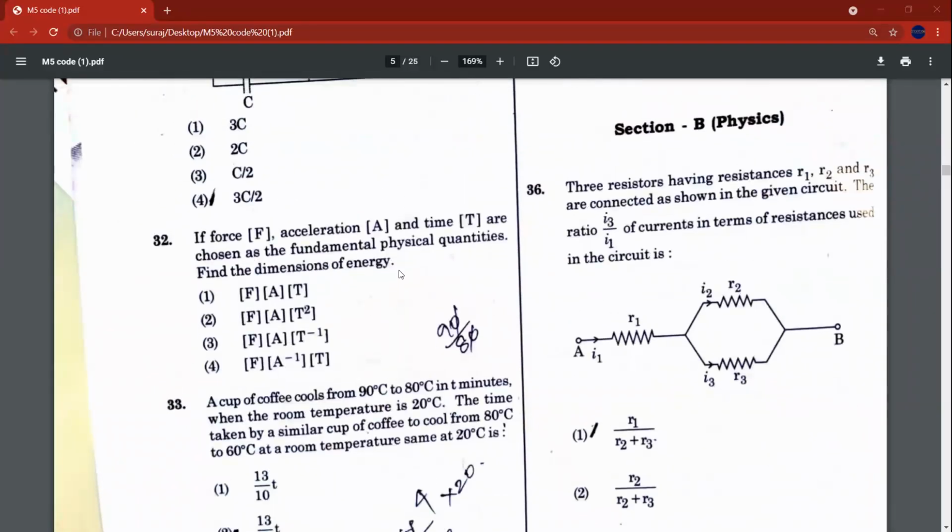If force, acceleration and time are considered fundamental quantities. Easy question. What we should write? Energy dimension. Energy dimension will be how much? Half mv square, like ML squared T minus 2. This you should equate with F power a, then acceleration A power b and T power c. After solving, you'll get option 2. That is option 2. Now question number 33.